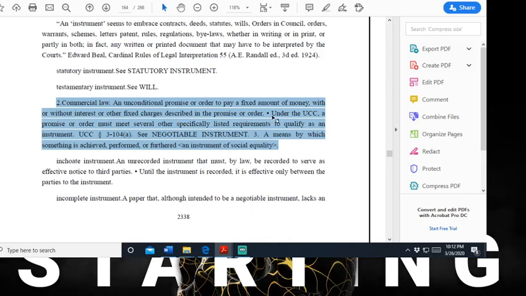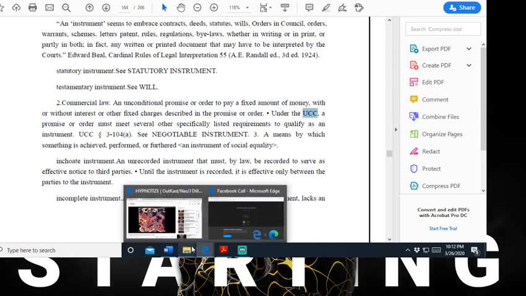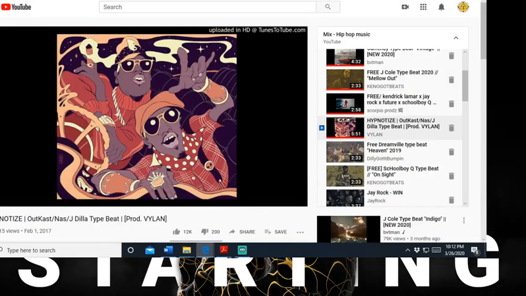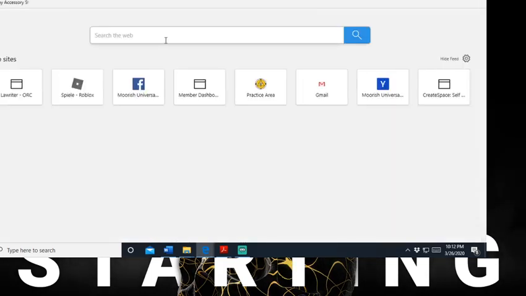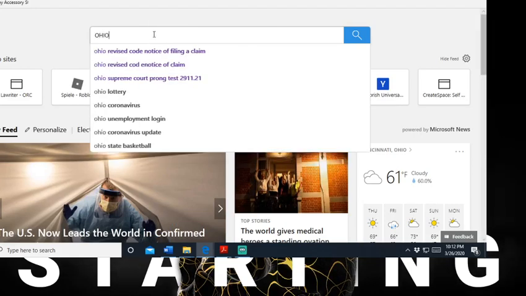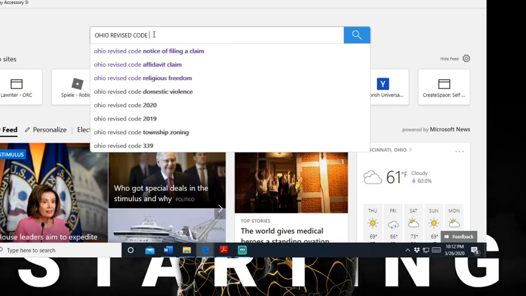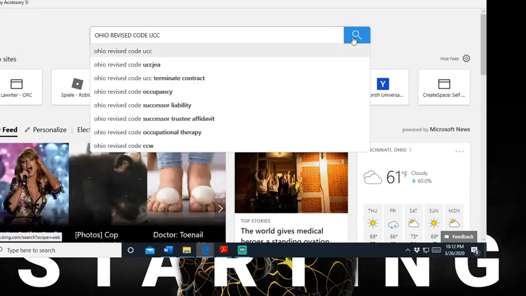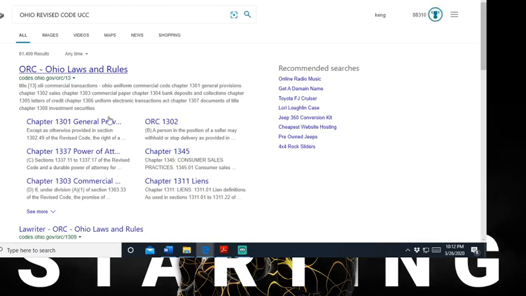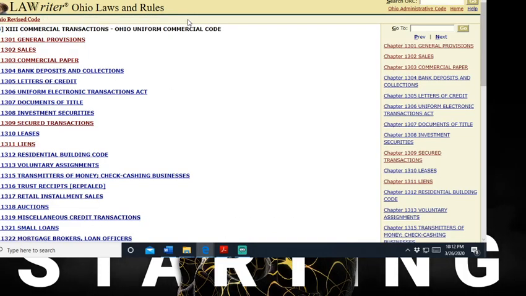So I told you about the UCCs, and let me go here. Let me see if I can pull this up real quick. I'm going to drop this science on y'all. Every state has their own commercial codes.